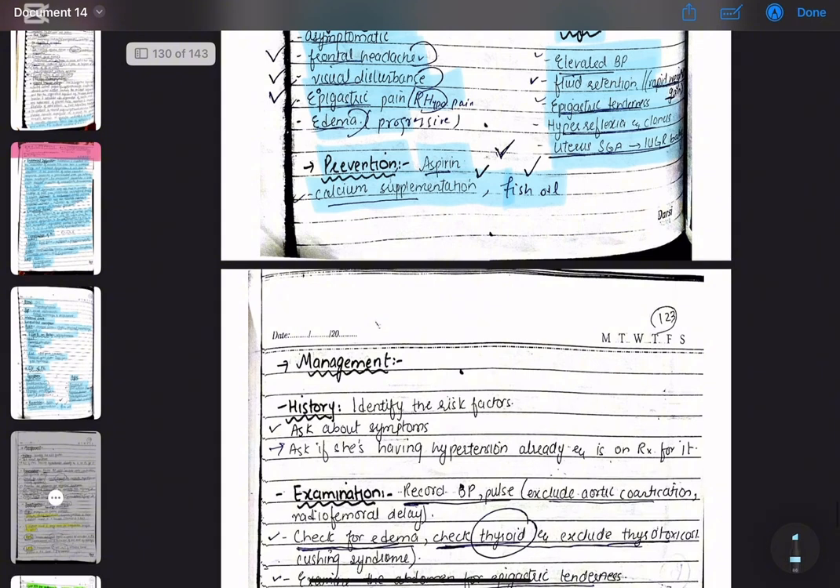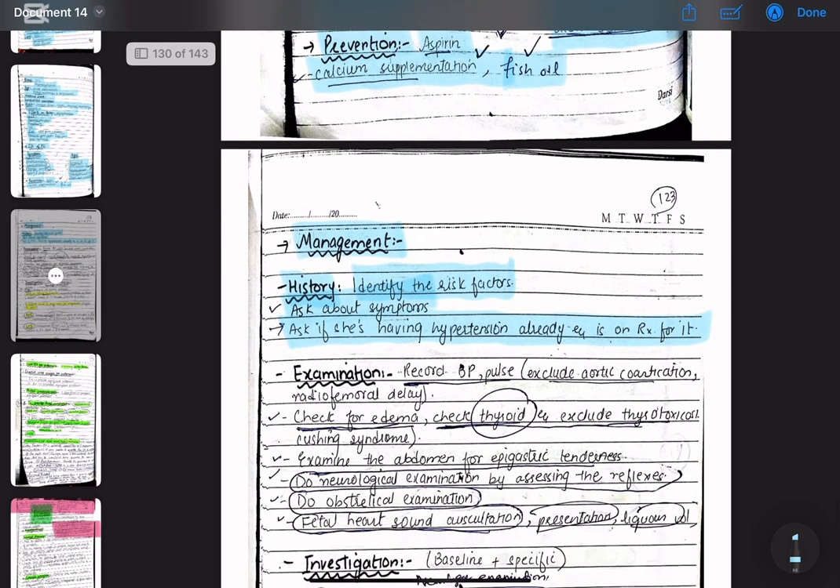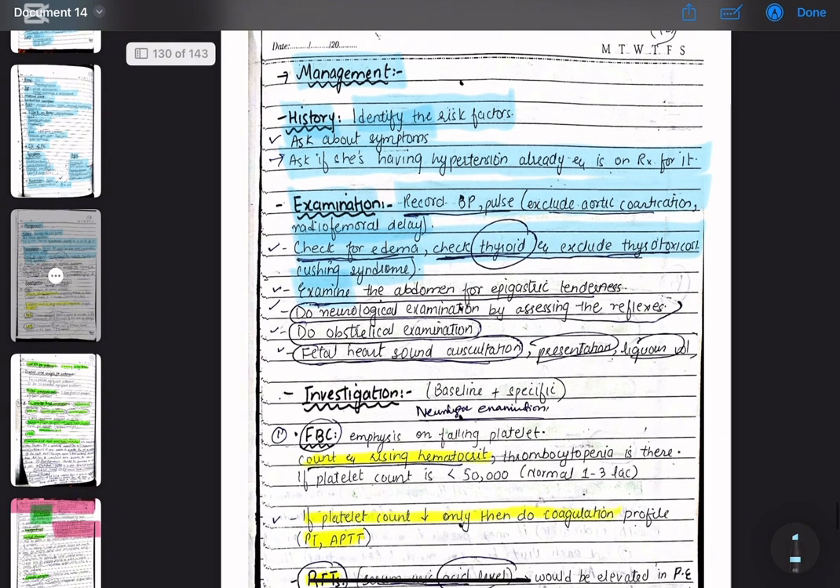The management: first of all, the history of the patient is taken, that is identify the risk factors and ask about the symptoms. Then ask if she already has hypertension or is on treatment for it. Then do the examination, that is record the BP, pulse, and exclude aortic coarctation and radiofemoral delay. Check for edema and check the thyroid and exclude thyrotoxicosis and Cushing syndrome. Examine the abdomen for epigastric tenderness and do a neurological examination by assessing the reflexes. Do an obstetrical examination: fetal heart sound auscultation, presentation, and liquor volume.